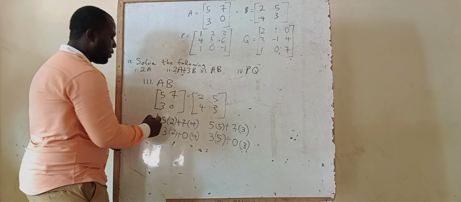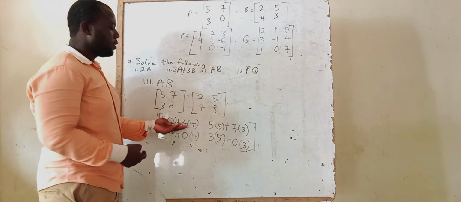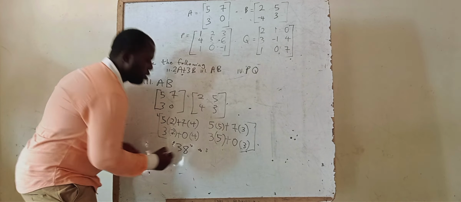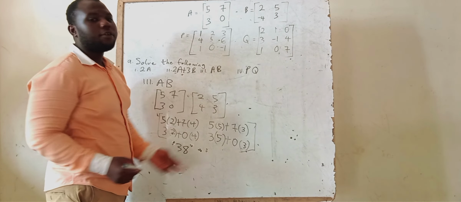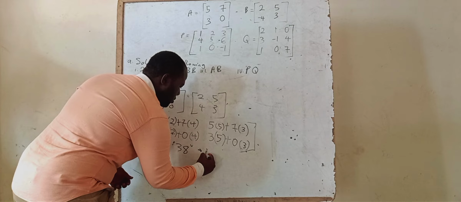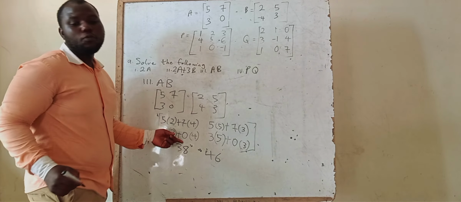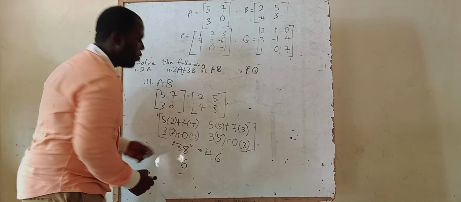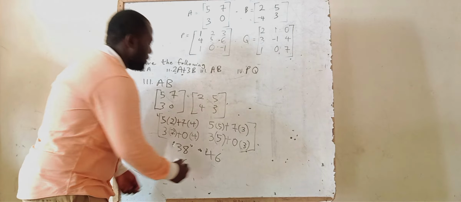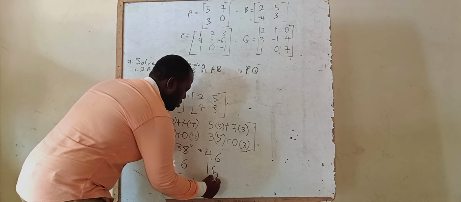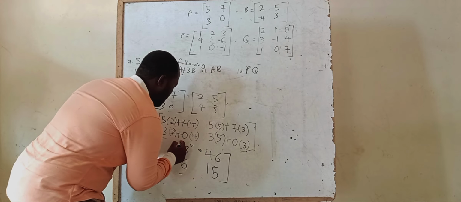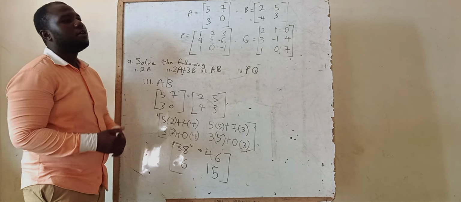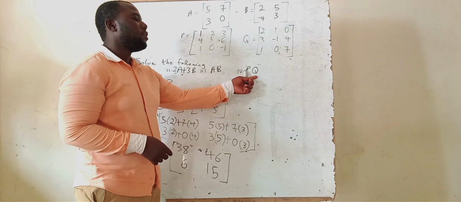Then we simplify. So when you simplify this, you get 38. When you simplify this, you get 46. And when you simplify this, you get 6. And when you simplify this, you get 15. These are results for AB. I want you to try your hands on PQ.